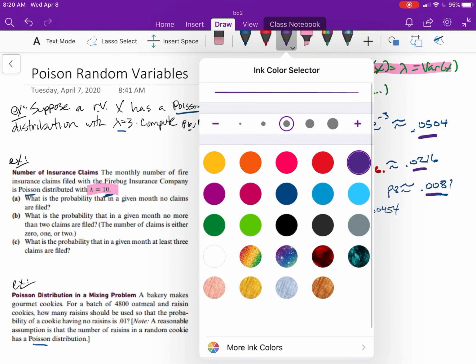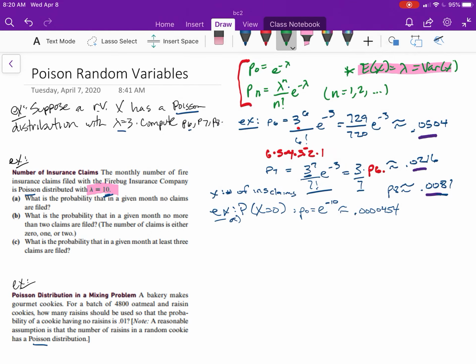Let me go ahead and separate this here. All right, there's first example. There's our second. Okay, so there's A. B. What is the probability in a given month of no more than 2? No more than 2 would mean we could have 0, but we could also have 1, or we could have 2. Probability x is less than or equal to 2. So that's equivalent to saying the probability of nothing plus probability of 1 plus probability of 2.